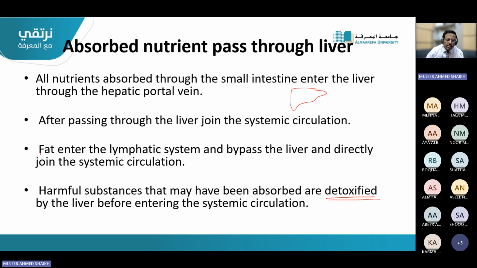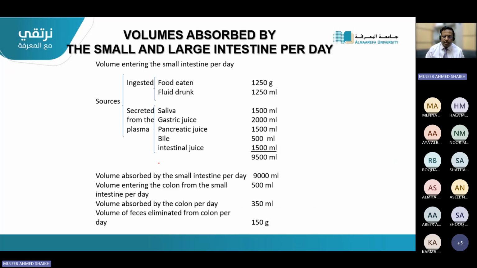The fat which enters into the lymphatic system will not come to the liver. It will directly join the systemic circulation because it drains into the subclavian vein, then to the heart, and then to the liver after that through the hepatic artery.